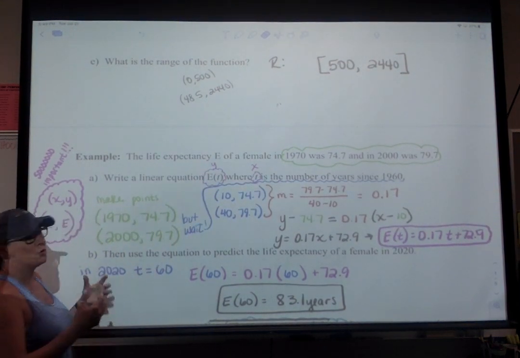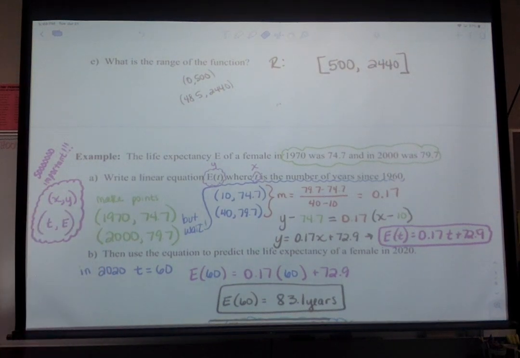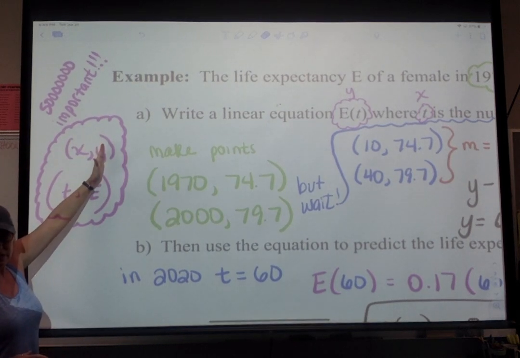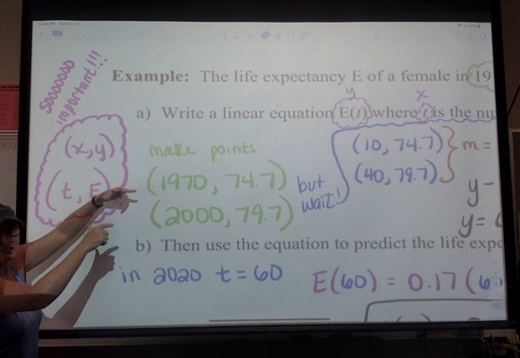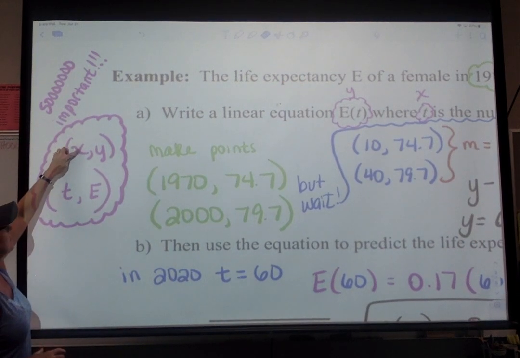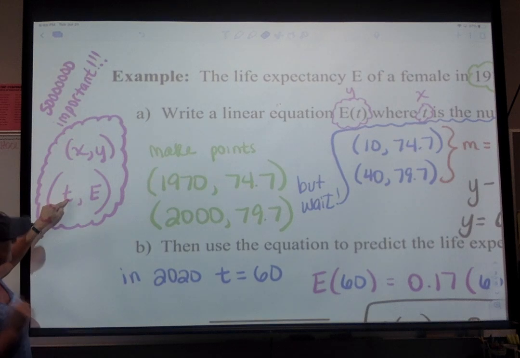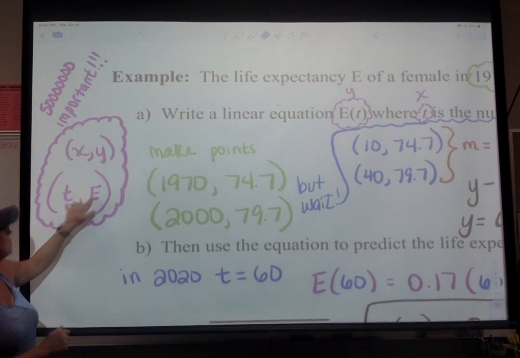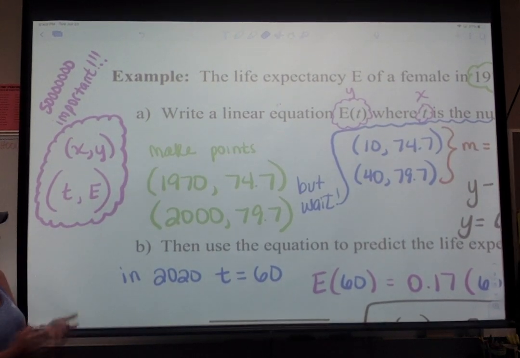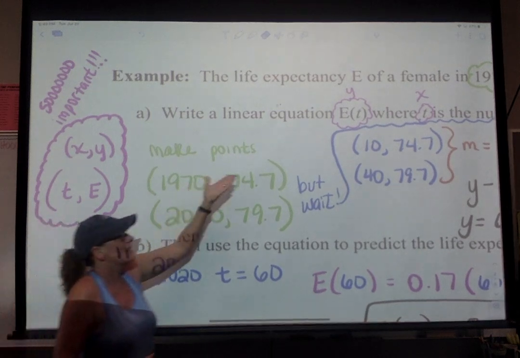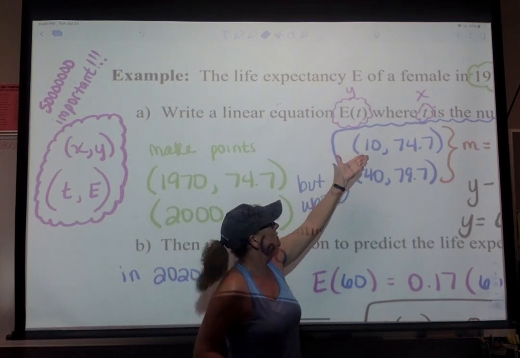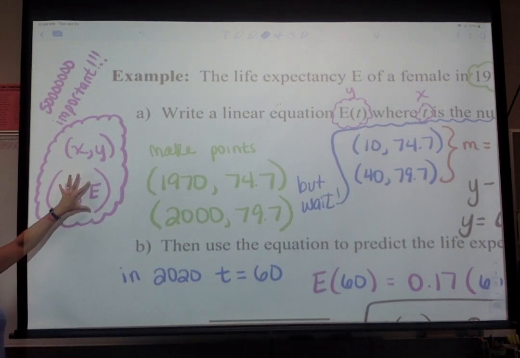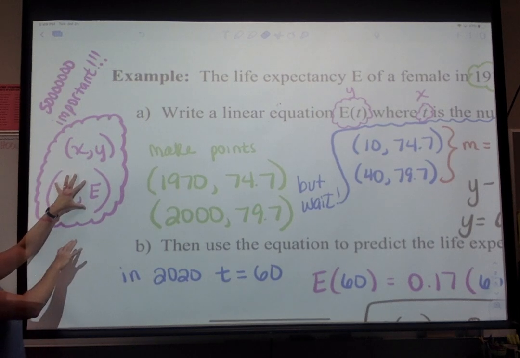So you've got to be so careful when you go to make your ordered pairs. Make sure your x comes first and your y comes second. Okay? Make sure it's in this order. How does that relate to this problem? Well, make sure that t, your time, goes here, and E, your life expectancy, goes here. Do not get those backwards. It's so important. And you shouldn't get them backwards because it tells you what each one of them represents, okay? I know you can make that connection. So make sure this is the way you set up your points.